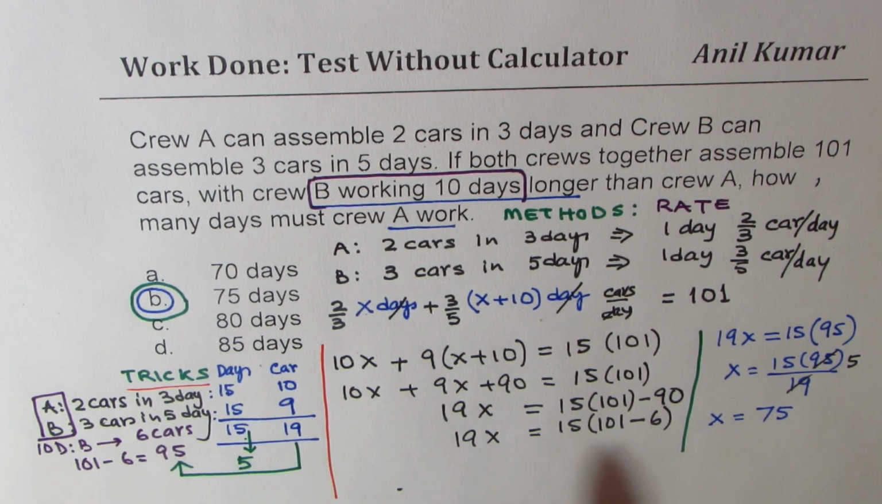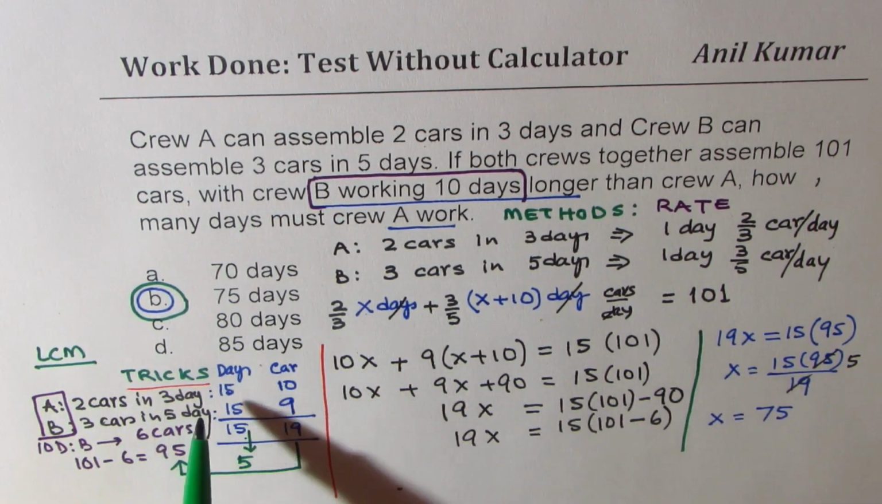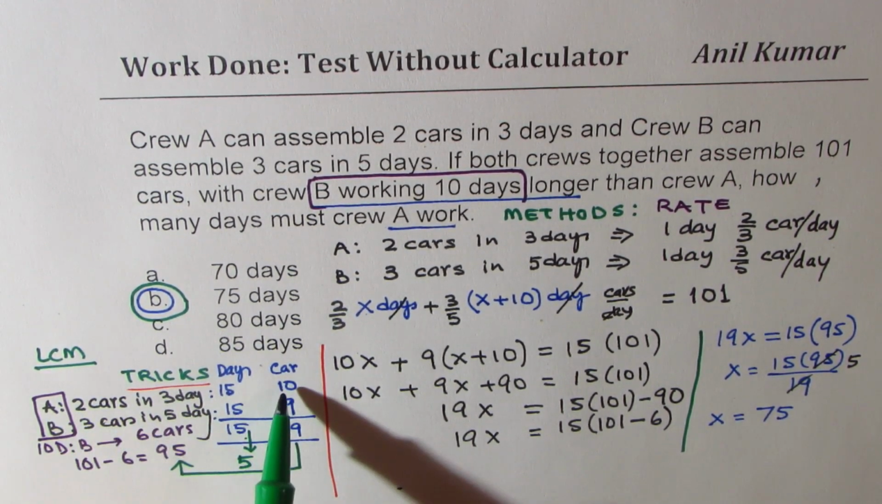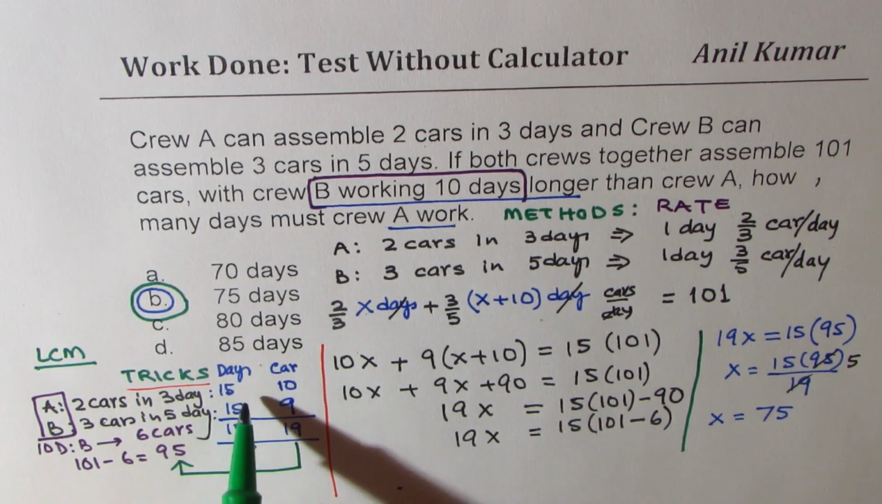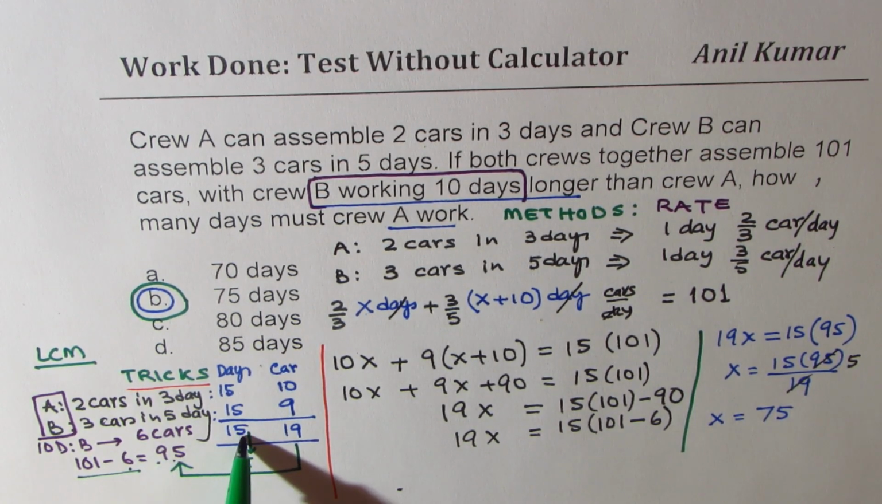So many word problems related to work done can be solved in this fashion. So the first step here is to take lowest common multiple. In our case, lowest common multiple is 15. In 15 days, we know A can make 10 cars, B can make 9. Together, they can make 19 cars. Since B works 10 days extra, they will make 6 cars on their own. So we'll take away 6 from 101. We are left with 95. Multiples of 15 to 95 is 5.